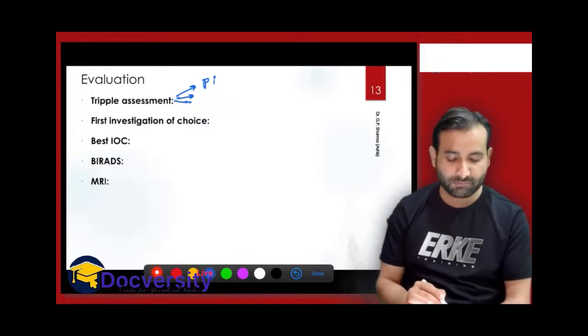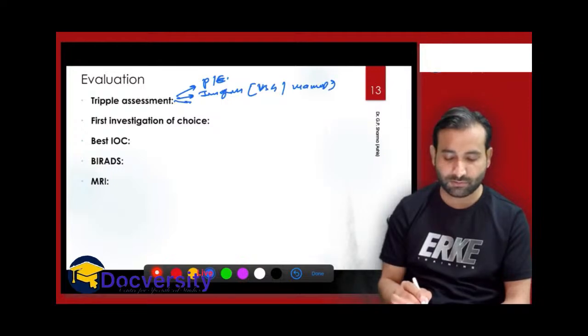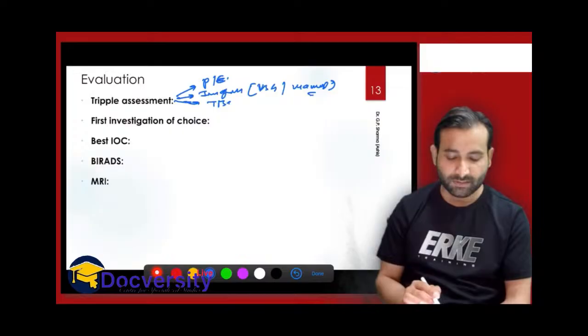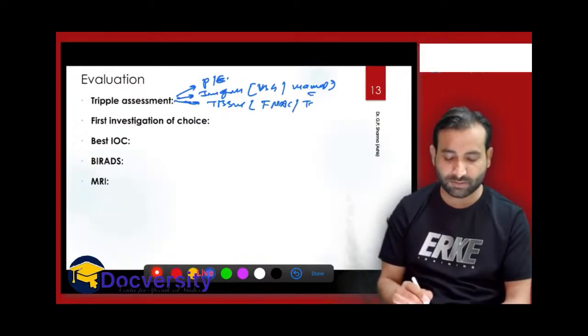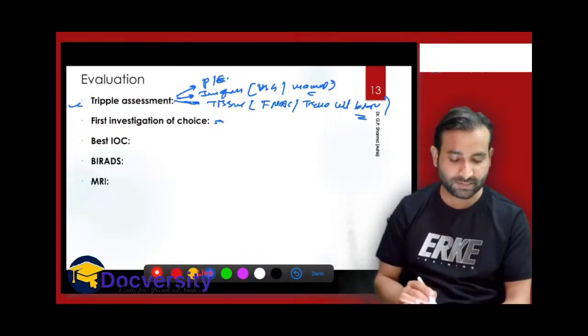In evaluation, you can do the triple assessment. What are those triple assessments? Physical examination, you can do self-assessment. Then you can go for the imaging studies, either ultrasound or mammogram, right? And the third one, you can do the tissue sampling, either FNAC or true cut biopsy. So these three things you can do. That is called the triple assessment.